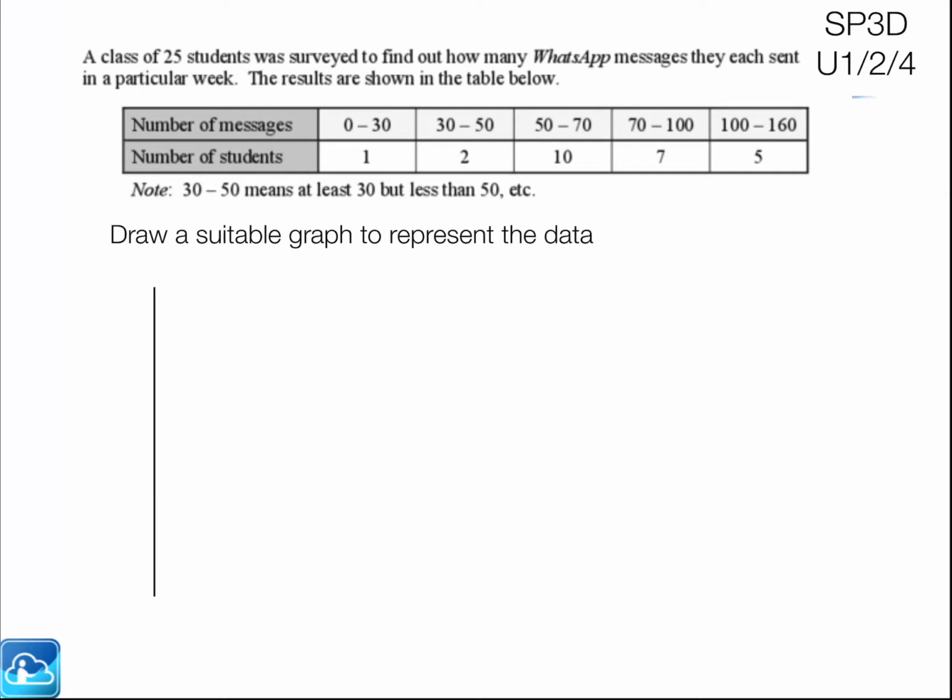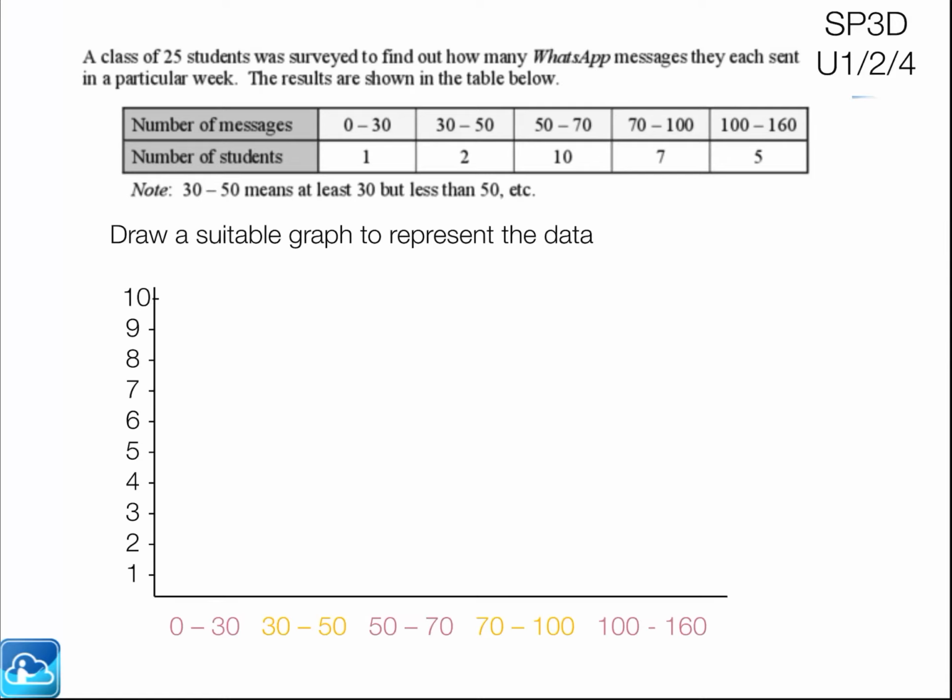When you draw it, you draw your 2 lines either side, you put your scale going up the side, that's the number of students. So the number of students goes up the side, and the number of messages goes on the bottom: 0 to 30, 30 to 50, 50 to 70, 70 to 100, and 100 to 160. That's each of those along the bottom there.